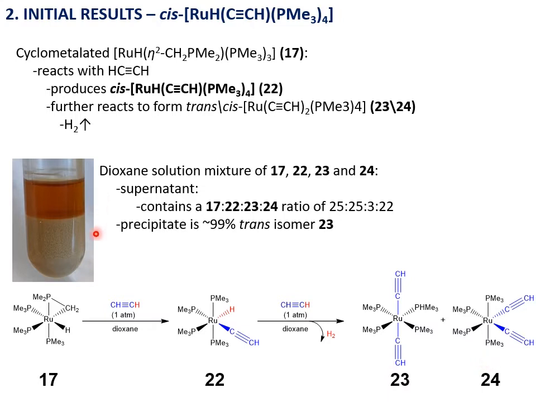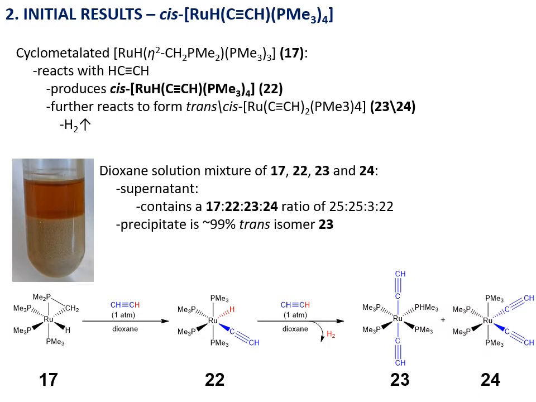I have a gram scale reaction of this currently underway. After refreshing the acetylene headspace and stirring overnight a few times, a lot of this trans isomer precipitated out of the solution, as you can see in this picture. Almost all of the precipitate is this trans bisacetylide complex.